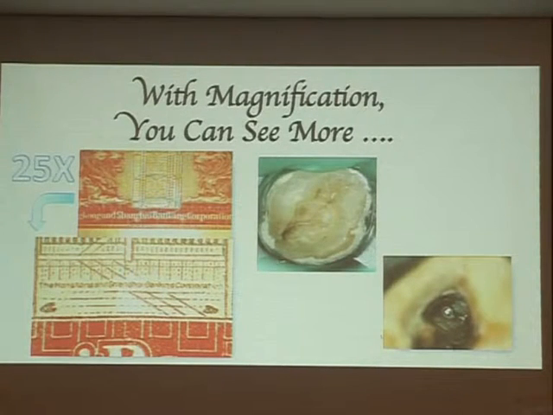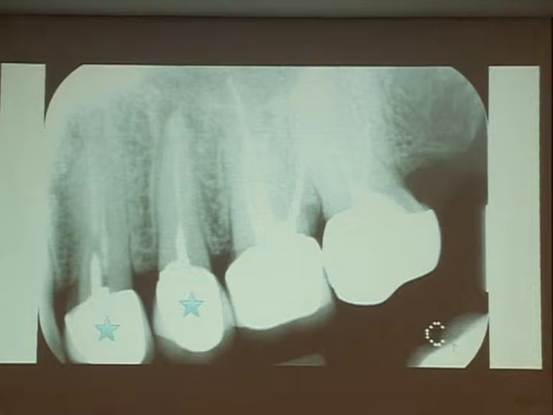We open up the tooth, you can see the cracks. We can take a picture and show it to the patient. This is a crack, okay? They are more willing to pay because you show them the diagnosis. We can see the fractured instrument inside the canal with magnification. This is a case. The patient had the endo done and crown done last month, but with persistent symptoms.